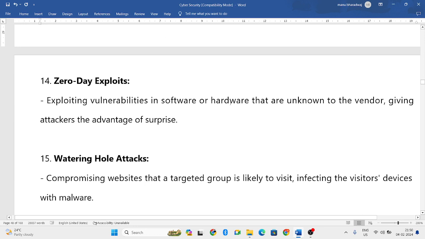Next is zero-day exploits. Without your knowledge, the attack would have happened, so you have no time to deal with those attacks. That's why it is called zero-day attacks.